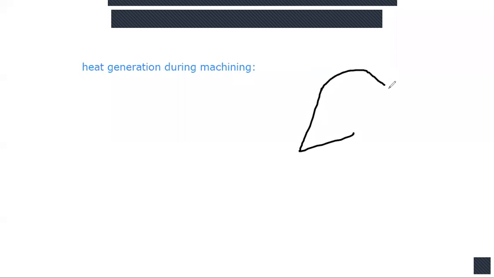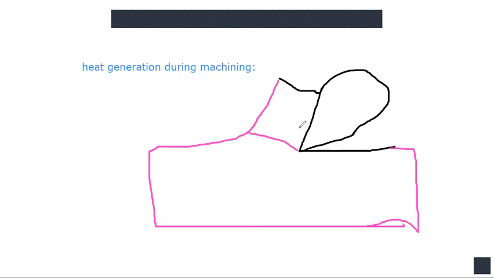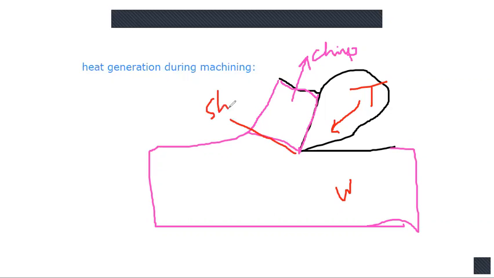Okay, first of all, we draw a tool chip interface region. This is the shear plane. This is our chip. So first of all, when the tool penetrates the workpiece, the job is plastically deformed in the shear plane. First deformation occurs in the shear plane, so shearing deformation occurs. Here the material is plastically deformed.